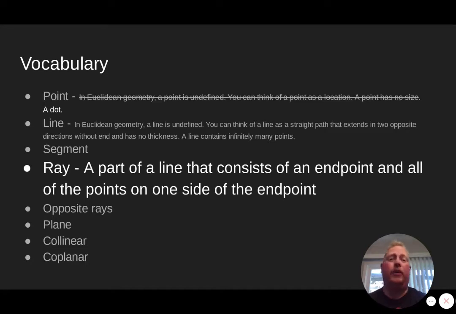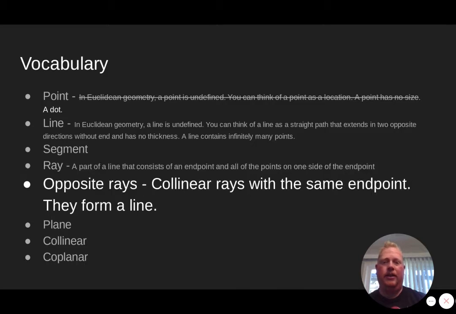Now, another vocabulary term that I want you to know is the idea of opposite rays. So let's take a look at that. Opposite rays are collinear rays with the same endpoint. They form a line. Okay, so that definition is not too terribly clear. We'll talk about what that word collinear means in just a second, but I imagine you know what two opposite rays are just by looking at it. So let's go ahead and get a visual on this.